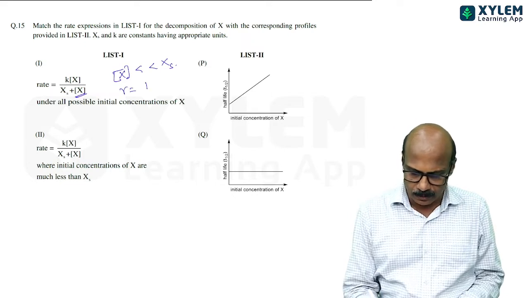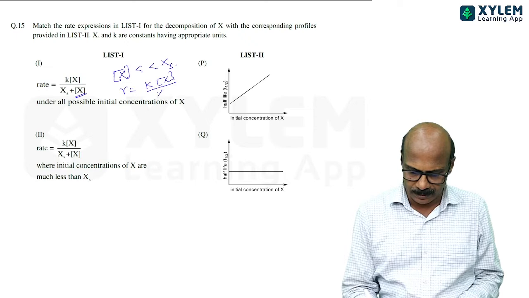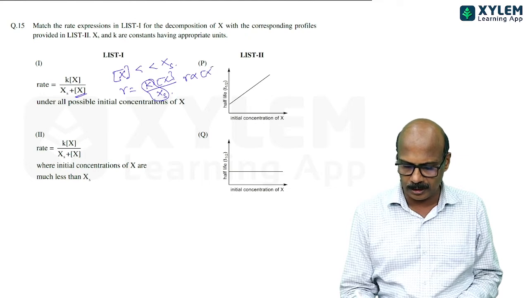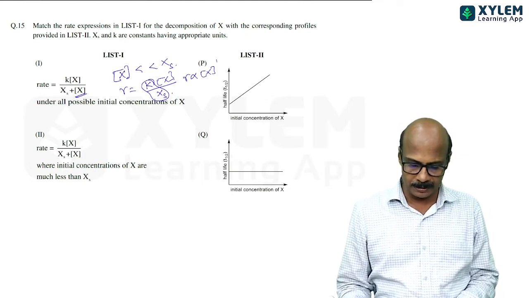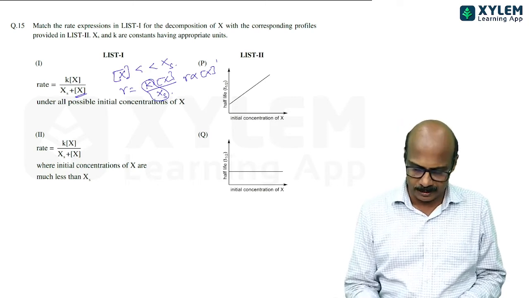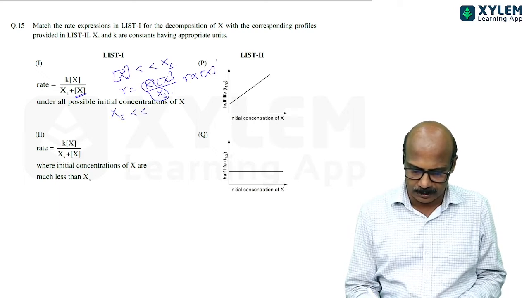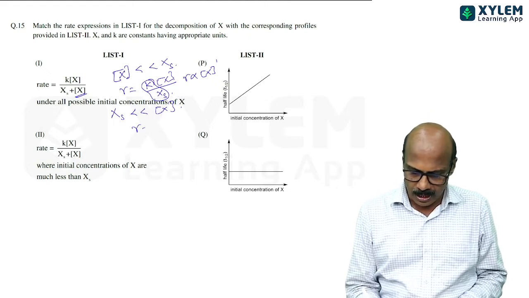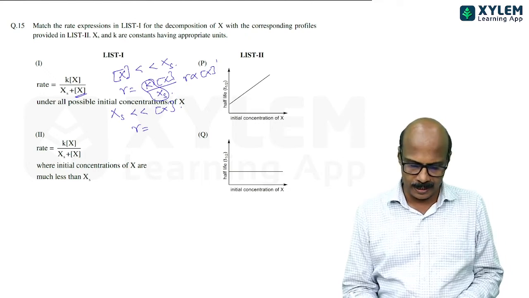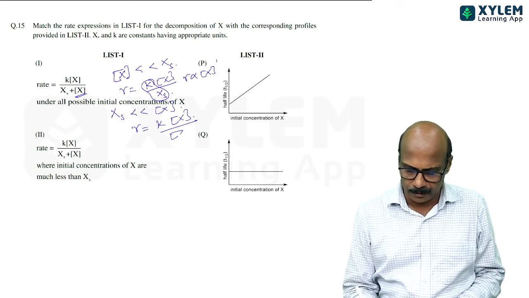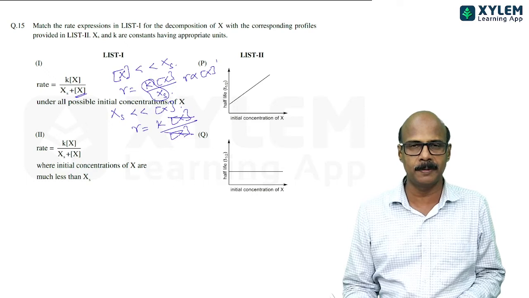Then you can say rate equals K into concentration of X divided by Xs. K by Xs is a constant. Therefore, you can say rate is directly proportional to initial concentration. But if concentration of X is much higher than saturated concentration, what will be the case? That means in that case, Xs is much less than concentration of X. And here in the denominator, you can approximate Xs plus X as X itself. So rate equals K into concentration of X divided by concentration of X, or practically you can say rate is a constant. It is independent of concentration.